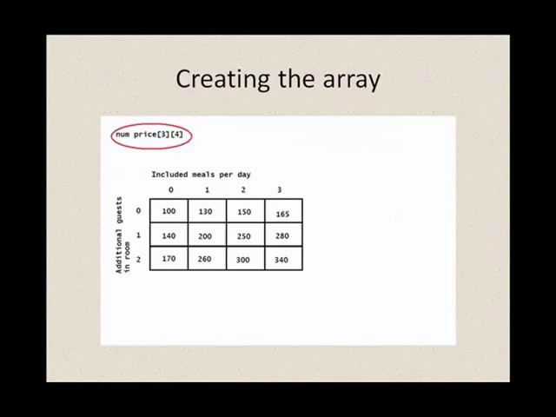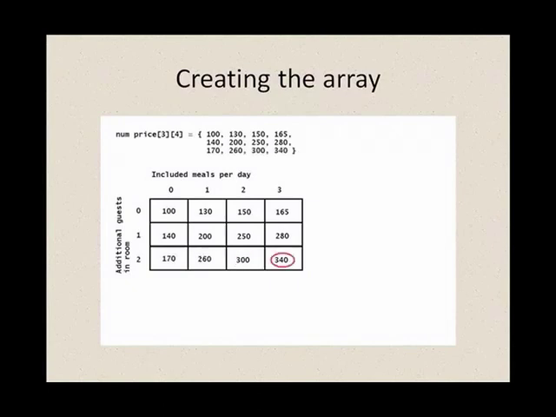Here's how you'd set up the array in memory. You'd give the array a data type, in this case it's num, and a name, in this case it's price, and you'd indicate the number of rows and columns in the array, in this case 3 rows and 4 columns. Then, one by one, going across the rows, you populate the array with the values that you want stored there.